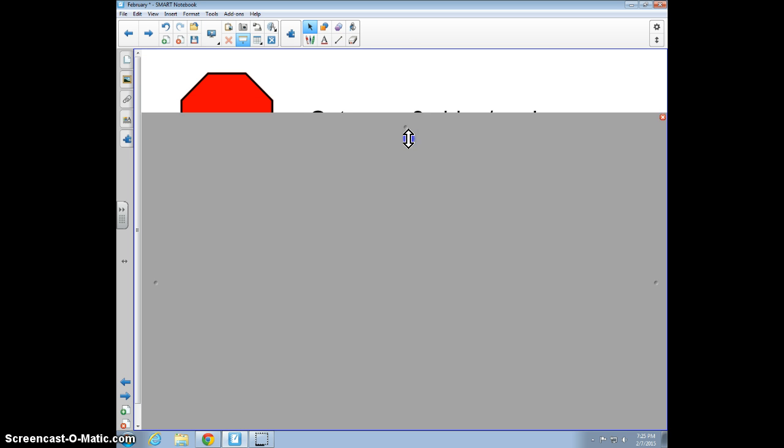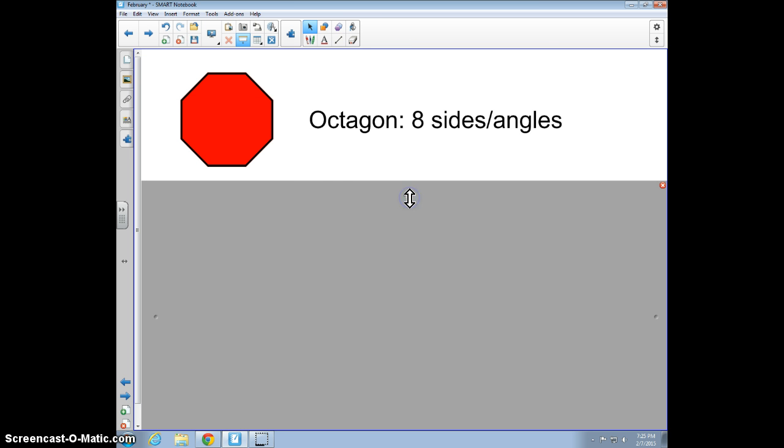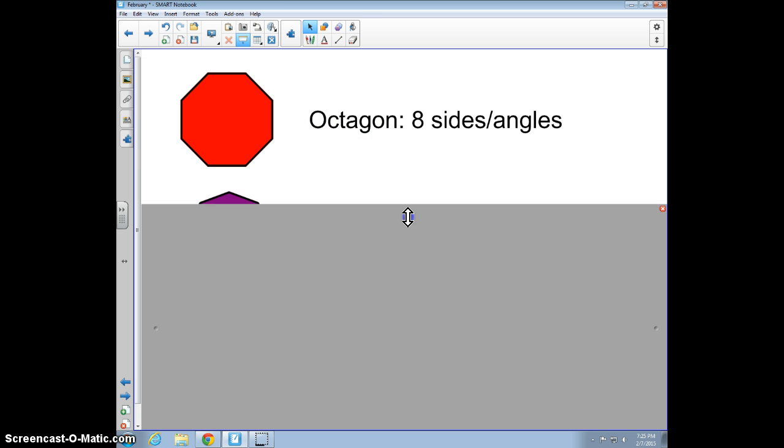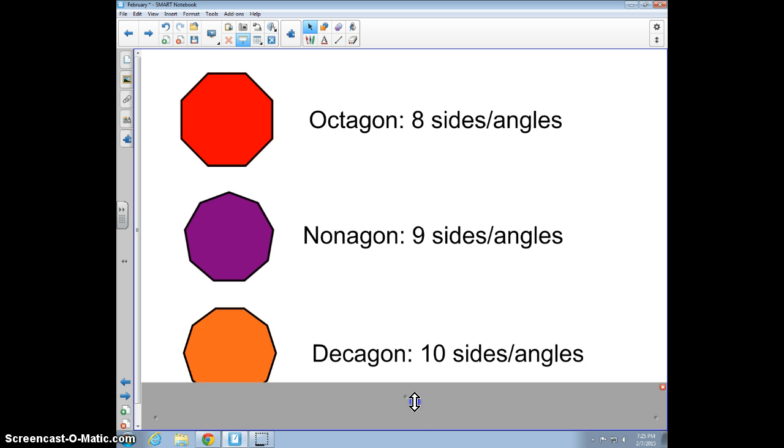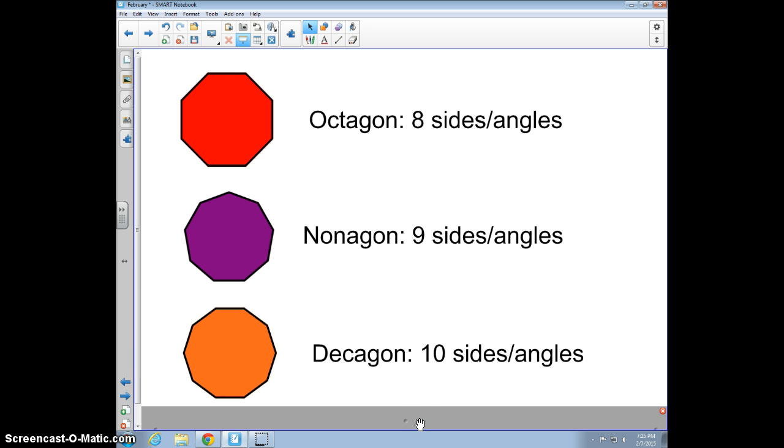Okay, and I'll look at 3 more here. This is some familiar shape to you, and last time you've seen a stop sign, it looks like this, right? And these are octagons, which means they have 8 sides and 8 angles. Oct meaning 8. You think about like an octopus with its 8 tentacles. And the next one is a nonagon, which has 9 sides and 9 angles. And finally, we have a decagon, which is 10 sides and 10 angles.